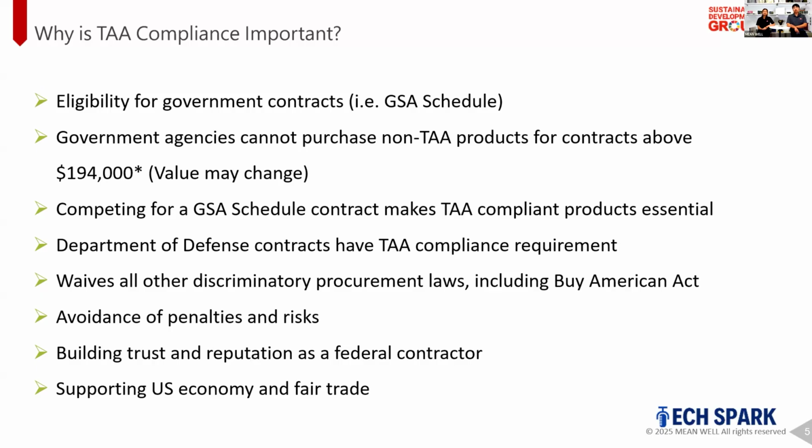So currently, as of 2025, government agencies cannot purchase non-TAA products for any contract above 194,000 USD. And this value, I put an asterisk there because it may change. About 4 years ago, this value was, I think, 180,000. So it changes depending on how the government determines whether to increase or decrease it. As you can see, this is catered towards high value contracts. This means that suppliers and vendors who want to compete in these high value government contracts must be TAA compliant.